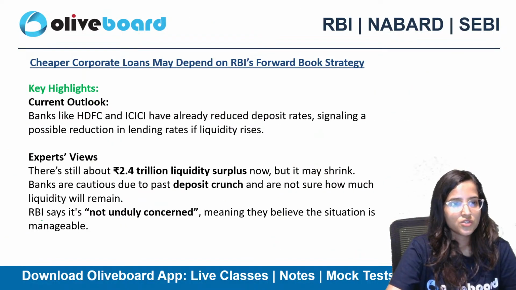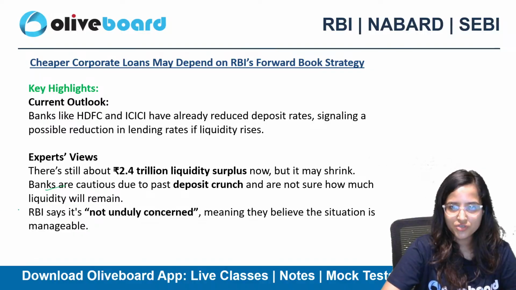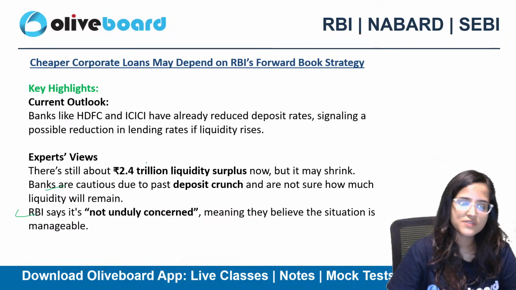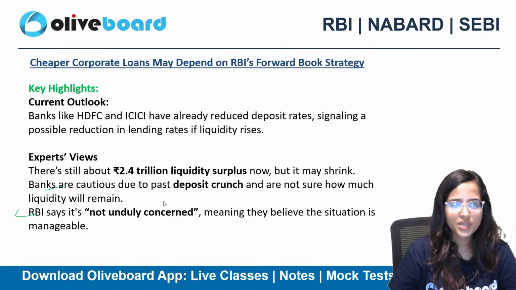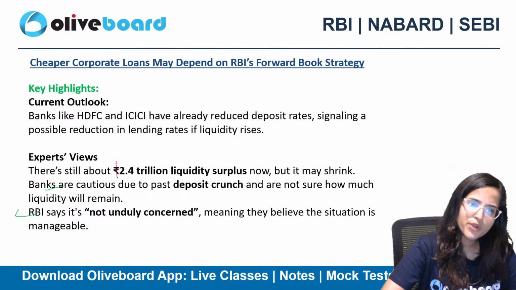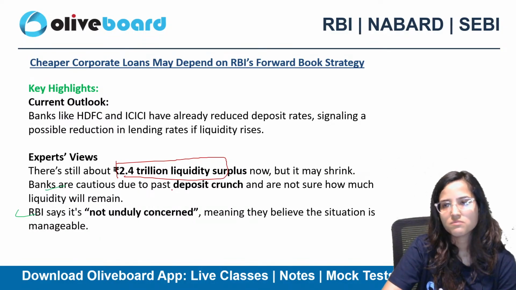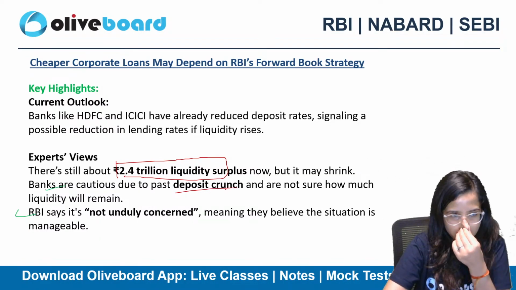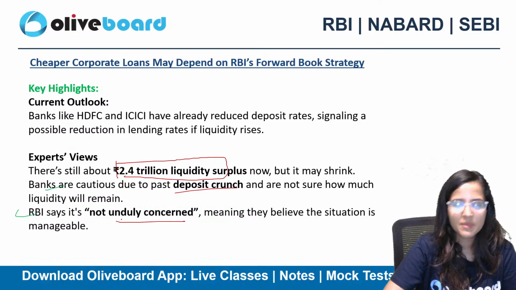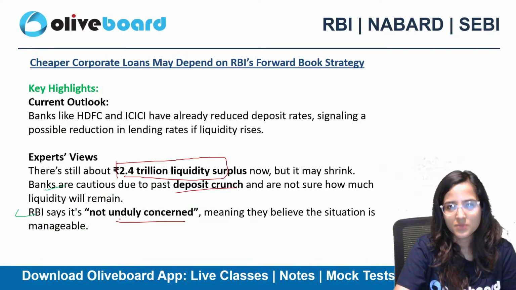ठीक है, चलो. Now banks like HDFC, ICICI, they have already reduced the deposit rates. Current scenario क्या है? HDFC, ICICI banks have already reduced their deposit rates given these changes in repo rate and CRR. ठीक है. Experts are saying that there is still 2.4 trillion liquidity surplus as of now, and that is why there won't be a deposit crunch as of now. RBI says that it is not very concerned because there is still 2.4 trillion liquidity surplus.